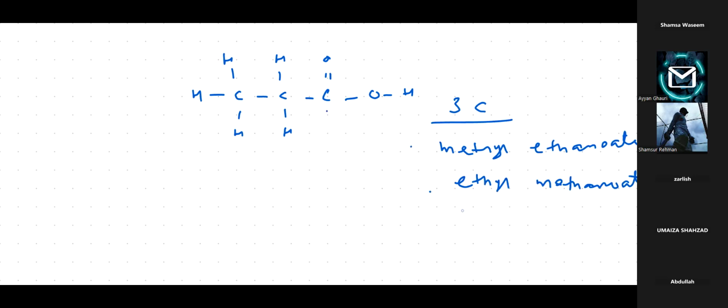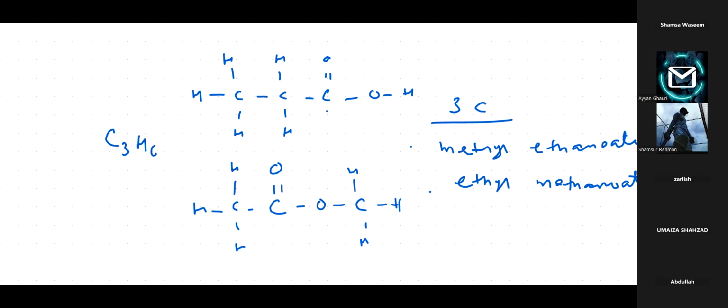You are going to draw the ester linkage. So this is an ester linkage. This is methyl and this is ethanoate, right? You have to make sure they have the same molecular formula but different structural formula. These are the isomers, right? Now, if you just count the number of atoms for propanoic acid and this methyl ethanoate, they will be the same, C3H6O2. So we're going to have 3 carbon atoms, 6 hydrogens and 2 oxygens.